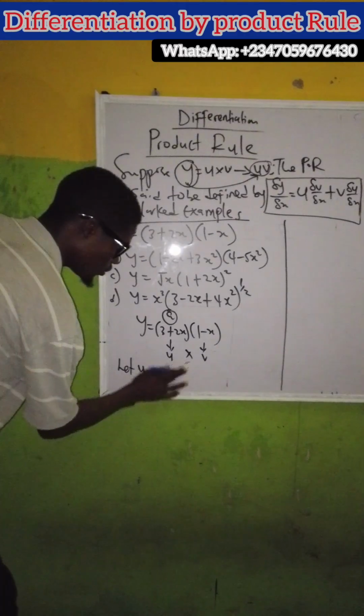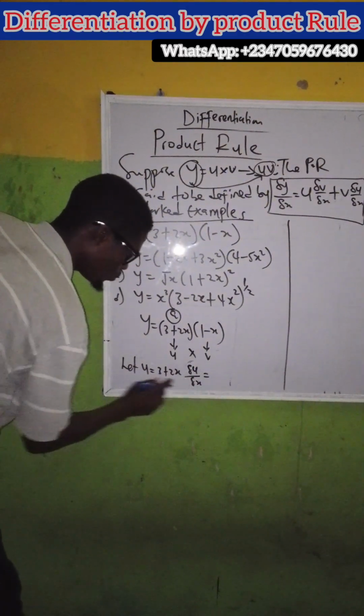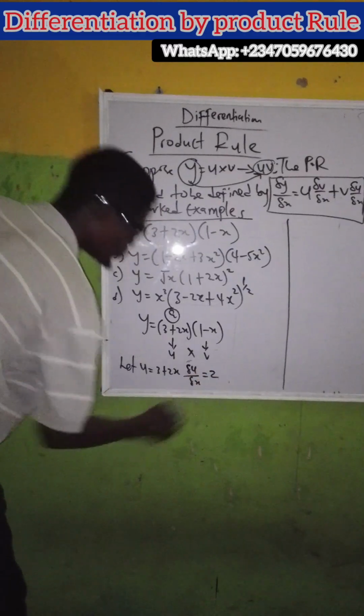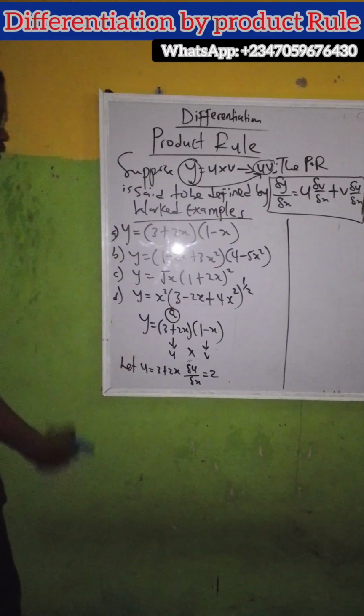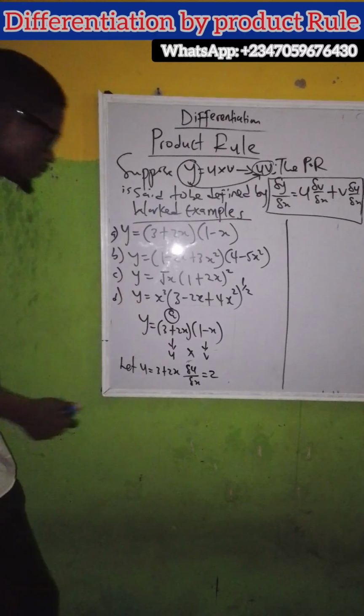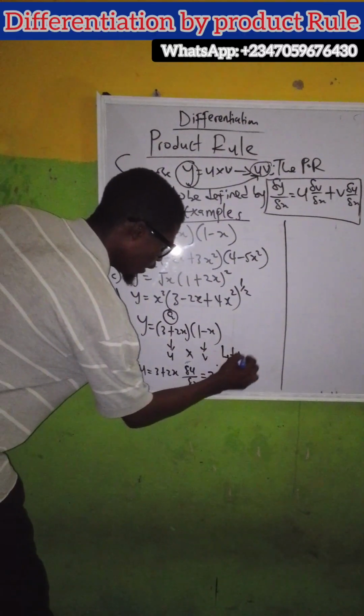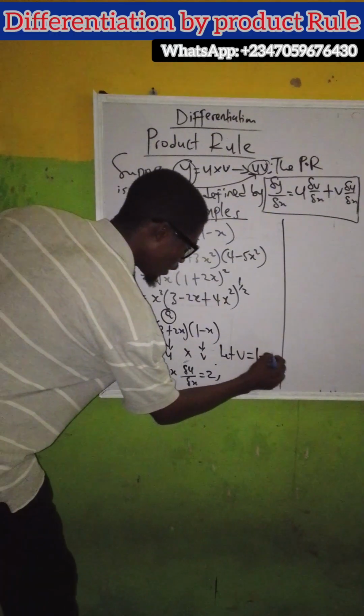So we're now going to have du/dx equals 2, because the derivative of 3 is 0, then we differentiate 2x, which is 2. If we differentiate 5x it is 5, if we differentiate 10x it is 10. So now also, let v equal the second one, 1 minus x.